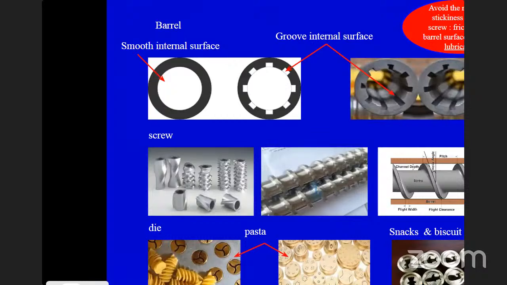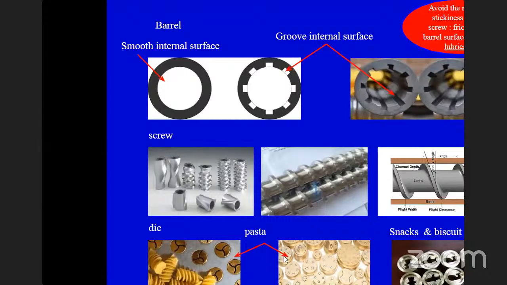Barrel may be smooth or grooved. Grooved barrel acts as lubricant to reduce or prevent the material sticking on the screw, so facilitating its flow during the different processing zones. Here we can see the different fragments of screw, and this is one piece of screw. And these are the different types of die holes, which can be used to form many kinds of products.